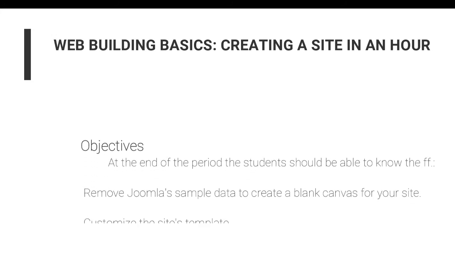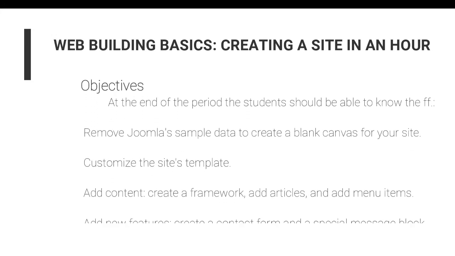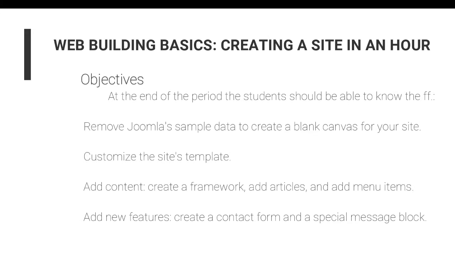Our objectives are that at the end of this period, the students should be able to know the following. First, remove Joomla's sample data to create a blank canvas for your site. Second, customize the site's template. Third, add content: create a framework, add articles, and add menu items. Fourth, add new features, create a contact form, and a special message block.